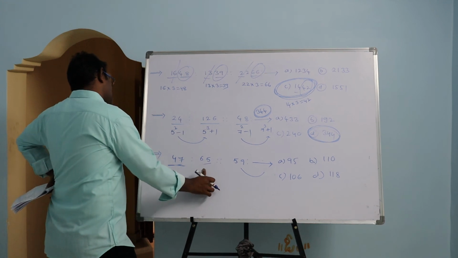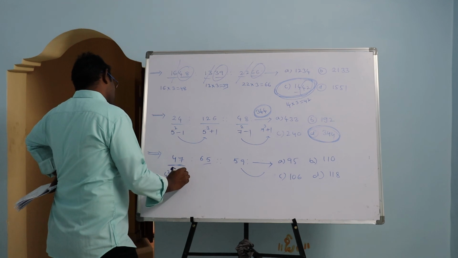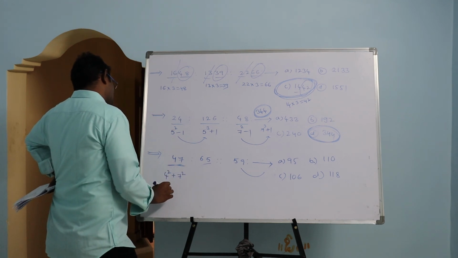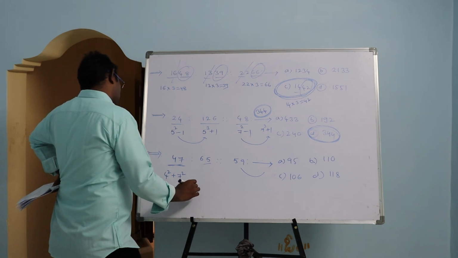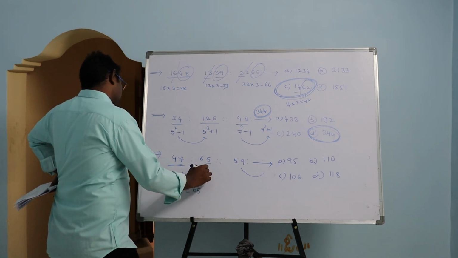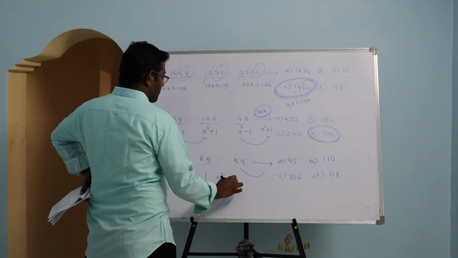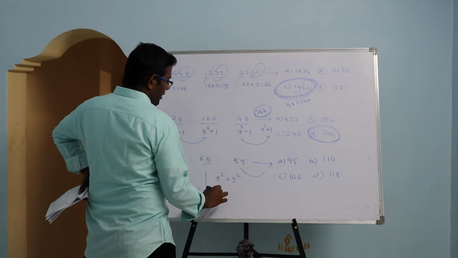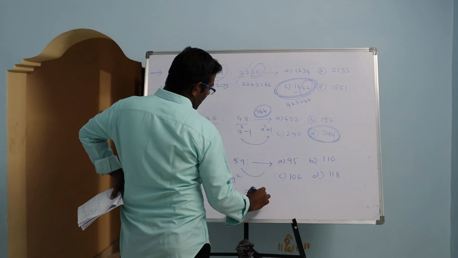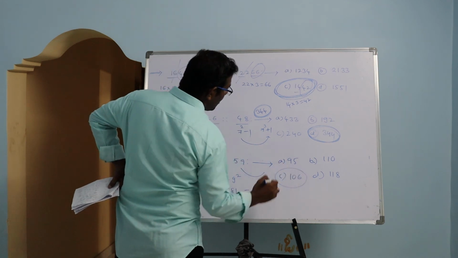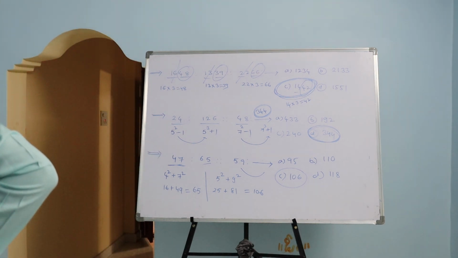47 is split this way: 4 square plus 7 square. 4 square means 16, 7 square means 49. Overall it is 65. In the same way 59: 5 square plus 9 square. 5 square means 25, 9 square means 81. Your answer goes to 106. 106 belongs to option C.